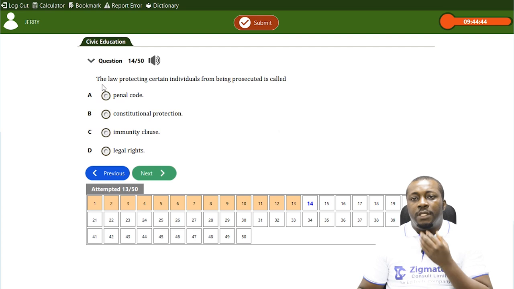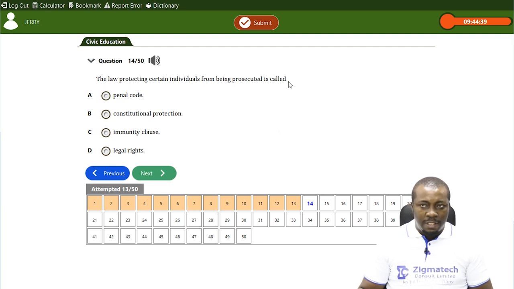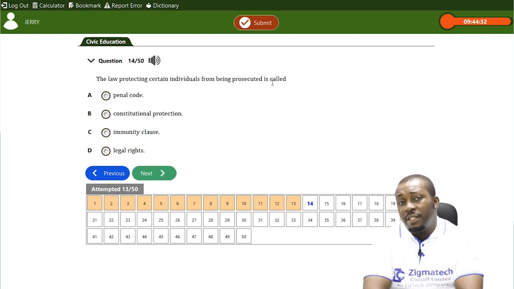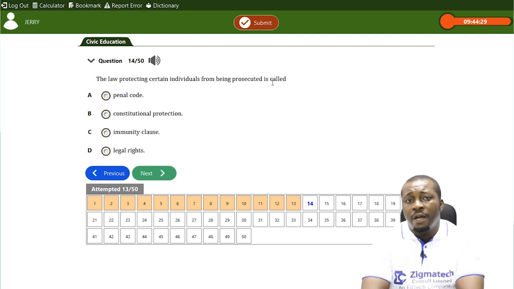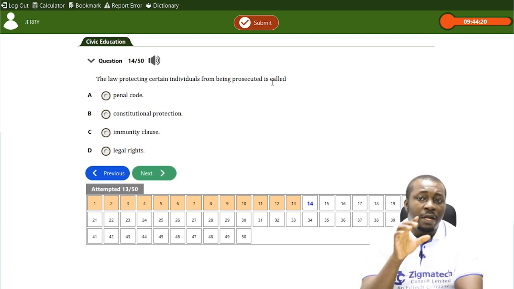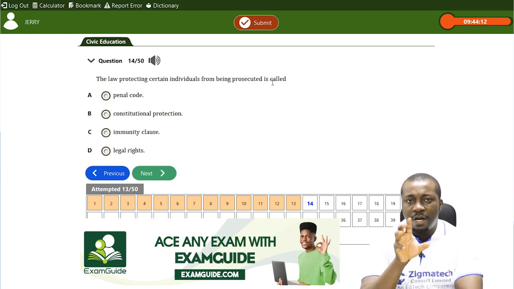Now, next question says, the law protecting certain individuals from being prosecuted is called dash. Now, this question tests your knowledge on what we did in limitations to the application of rule of law. Now, remember, we told you that there are some officials you cannot prosecute because the law provides that you cannot prosecute them while they are in office. These officials are immune.